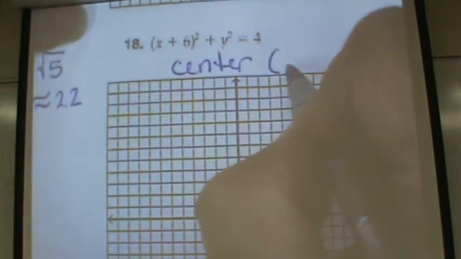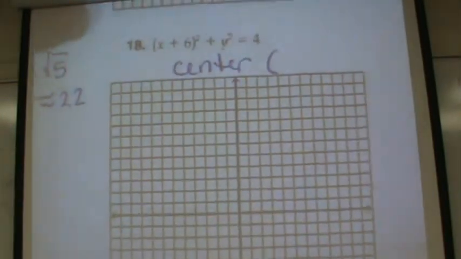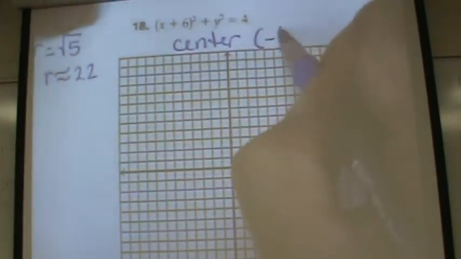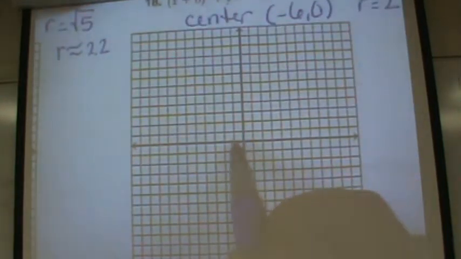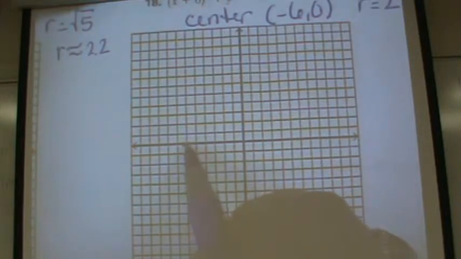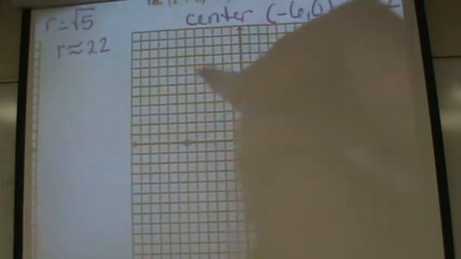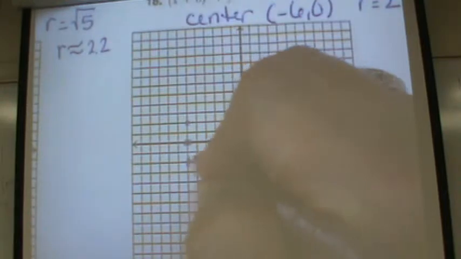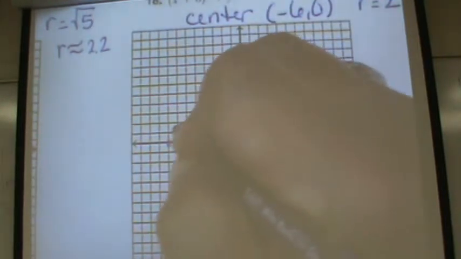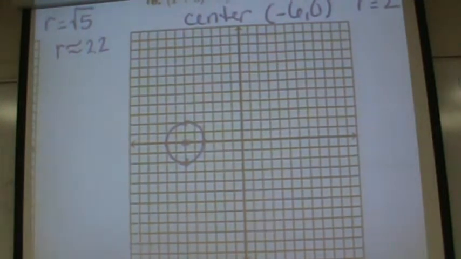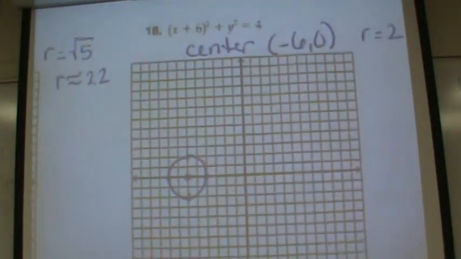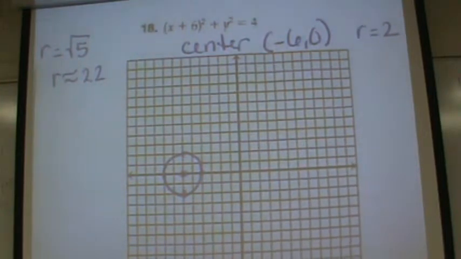And the last one, where's your center? -6 what? And what's the radius? 2. Good. So you're going to go 6 to the left, 1, 2, 3, 4, 5, 6, right on the x-axis. And 2 up, 2 down, 2 left, 2 right. Easy? Anybody? Questions? Thumbs up so far? Yeah.